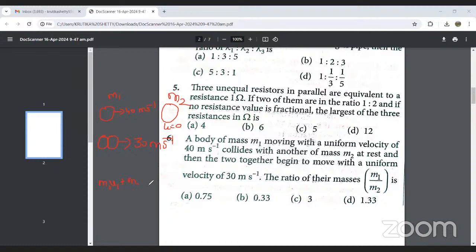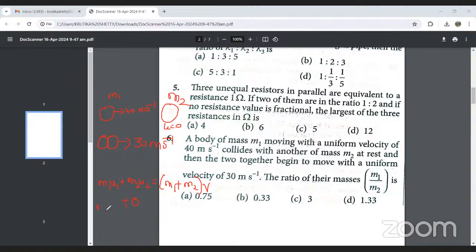M1 U1 plus M2 U2 is equal to, after the collision, they are sticking together and moving. Therefore, it will be M1 plus M2 into V. Now M1, M2 values, it is not given, so you can leave it. But what about the second body? Second body is at rest, so the momentum is 0.